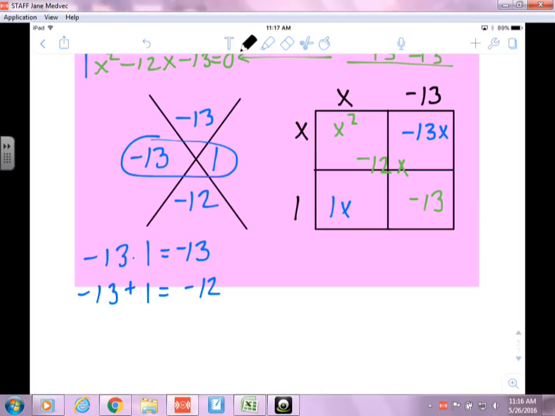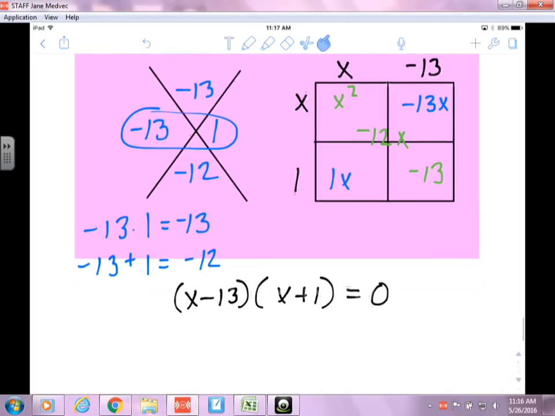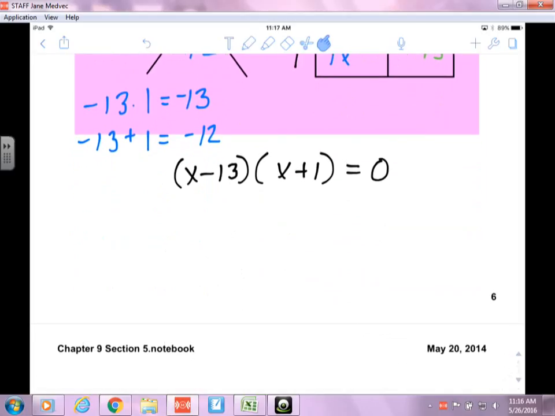Okay, and then I'm going to pull out my answer, and I'm going to go x minus 13 and x plus 1. And I'm going to set it equal to 0. So that's nothing new so far, is it? I've been doing that. Now, could I write x plus 1 first, and then x minus 13? Yes, absolutely, I could do that. Okay. So now, this is the next new part. It told me to solve, didn't it?